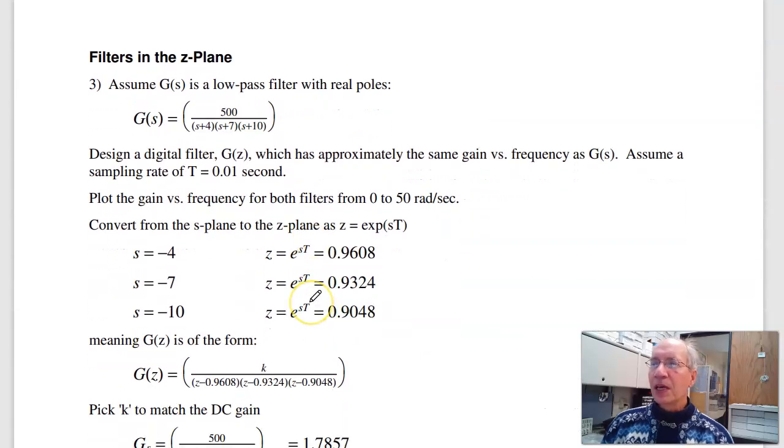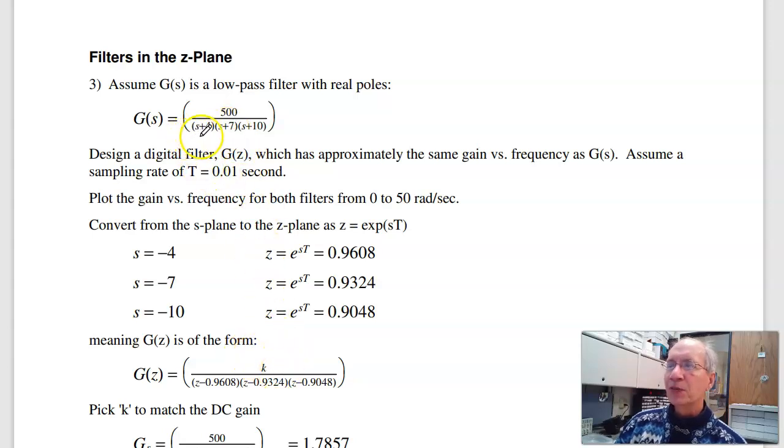Problem 3. Designing filters in the z-plane. So if I have g of s, come up with a discrete time version of g of s. And again, the conversion is z is e to the st. I've got 3 poles in the s-plane. I've got 3 poles in the z-plane. I've got no zeros in the s-plane. I've got no zeros in the z-plane. So it's just kind of a one-to-one mapping.